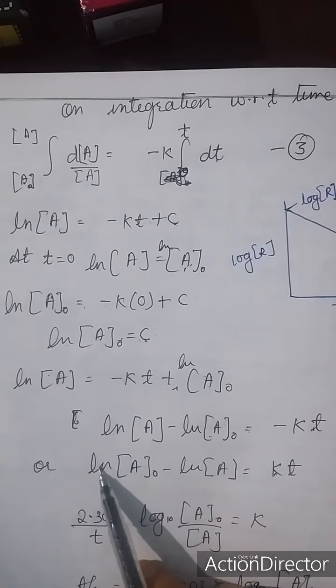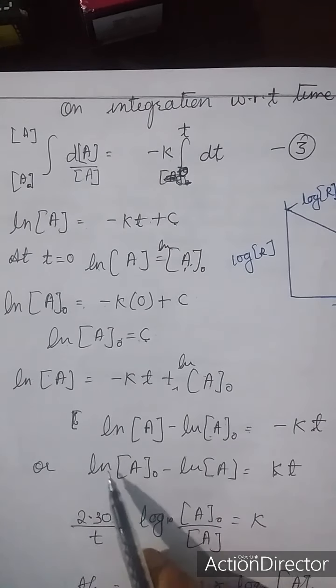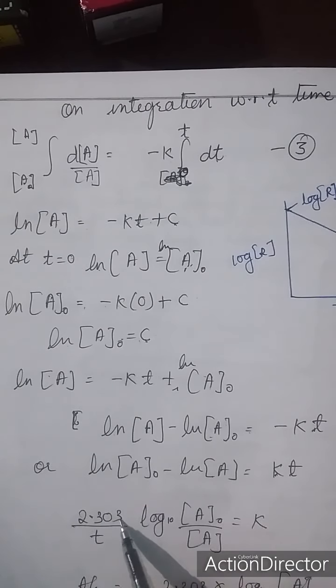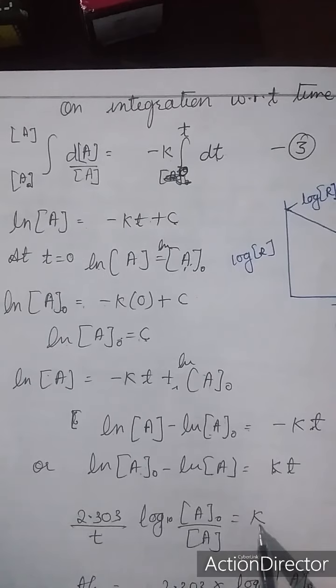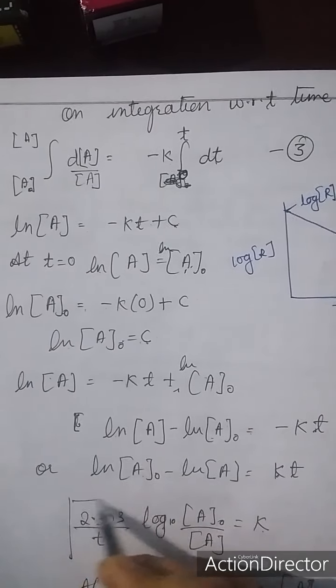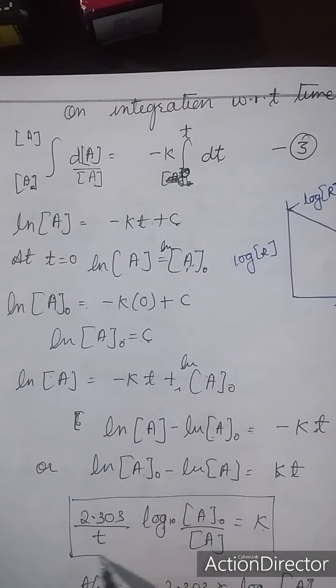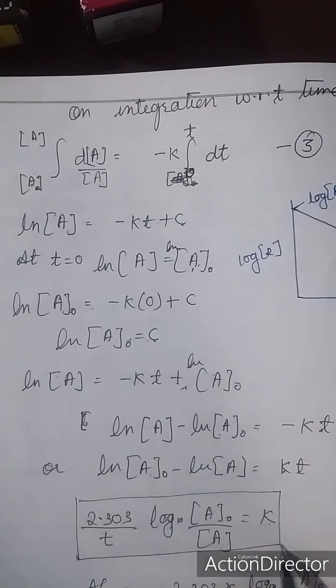So now convert it into log base 10. So that will be 2.303 log A0 upon A. Now this t will come here, is equal to k. Now this is the rate constant equation for first order reaction.